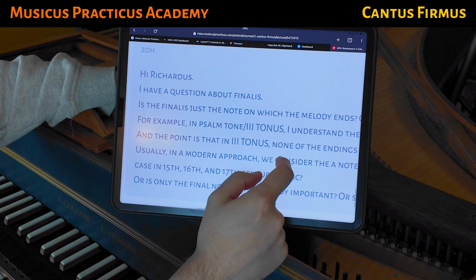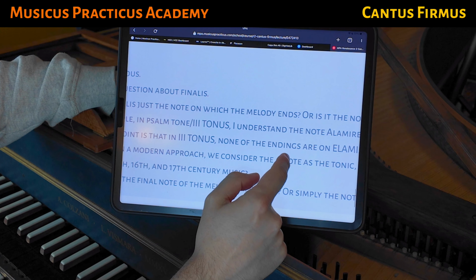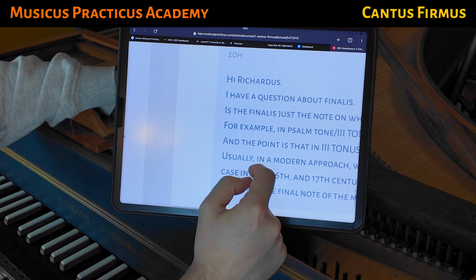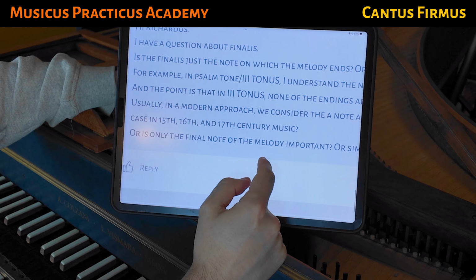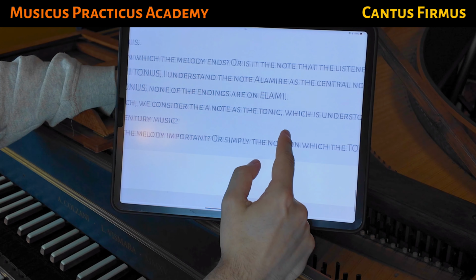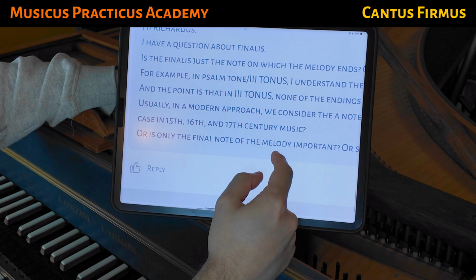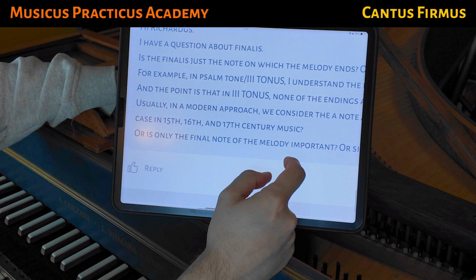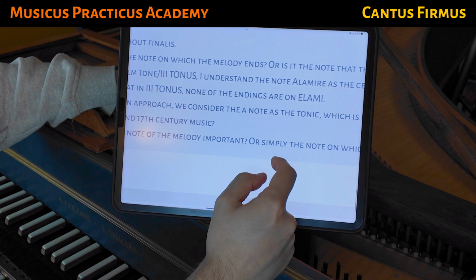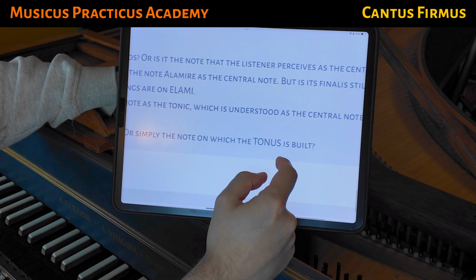And the point is that in tertius tonus, none of the endings are on e la mi. Usually, in a modern approach, we consider the A note as the tonic, which is understood as a central note. Is this also the case in 16th, 17th, and 18th century music, or is only the finalis of the melody important, or simply the note on which the tonus is built?